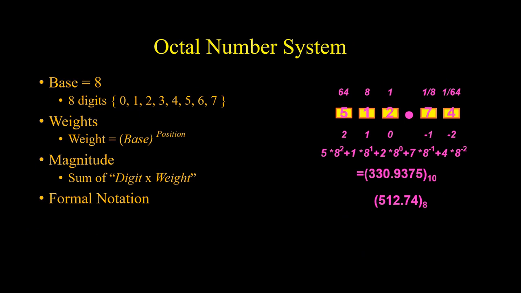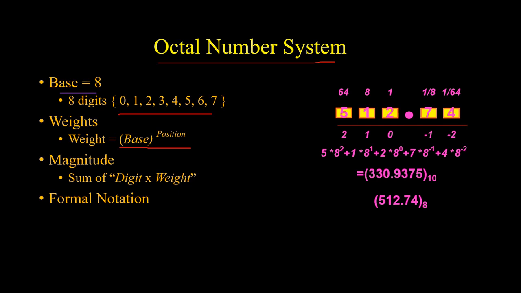The next number system which we are going to study is octal number system, and it has a base of 8 because it has 8 digits starting from 0 up to 7. And here also the rule of weight is the same, which is followed by a formula base power position. In the given example, we have an octal number and we will convert it into a decimal number system.